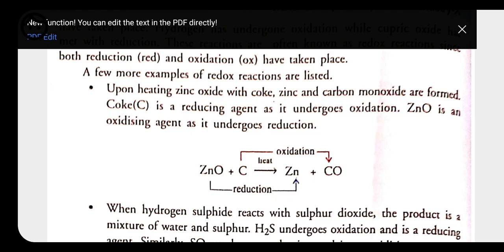Here zinc is present in the form of oxide, meaning zinc and oxygen are in the form of a compound, and carbon is present in its elemental form. But on the product side, what we saw here is that zinc releases its oxygen, meaning it loses its oxygen. So loss of oxygen takes place. Loss of oxygen is called a reduction process.